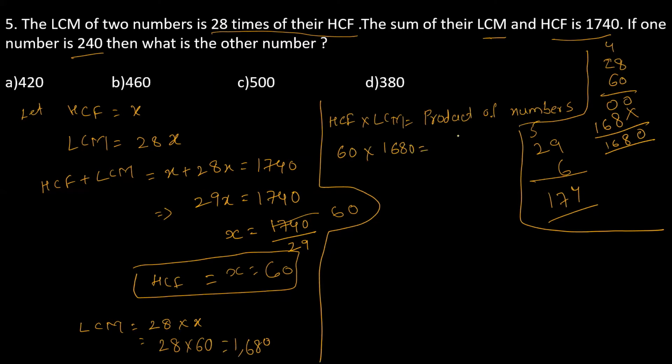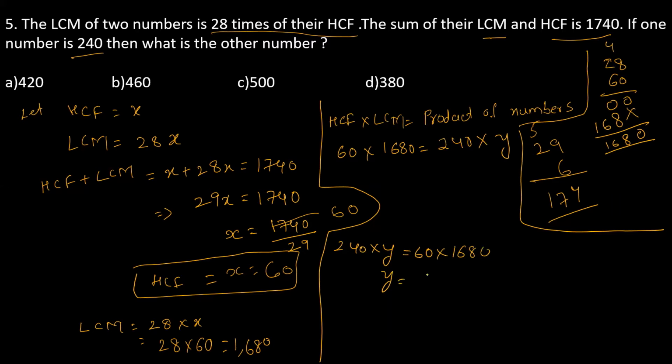1680 is equal to what is the product of the numbers? One number is 240. The other we don't know. So I'm taking it as Y, because we have already taken X as HCF, right? So take the other number as Y. Next. So now I have to find Y, right? So I'm interchanging LHS as RHS and RHS as LHS. So I'm writing 240 into Y is equal to 60 into 1680.